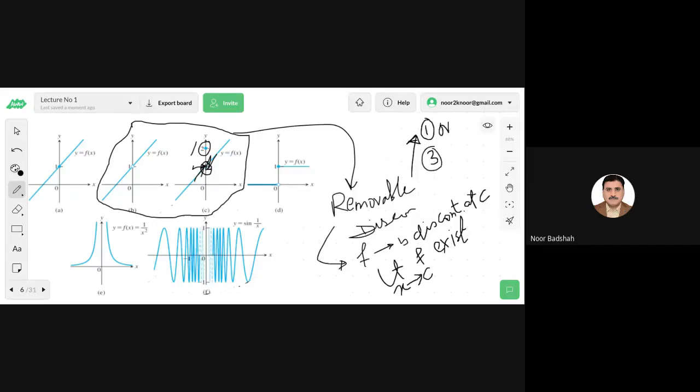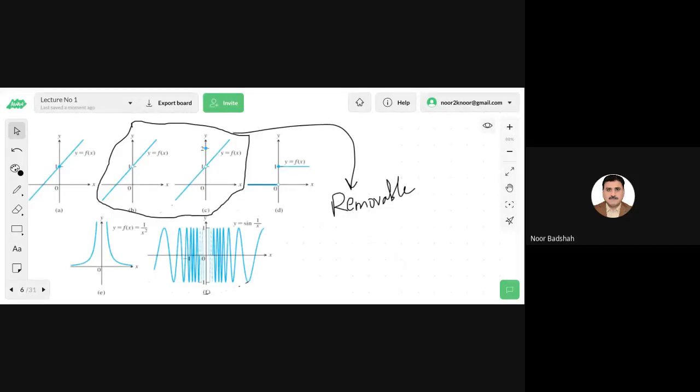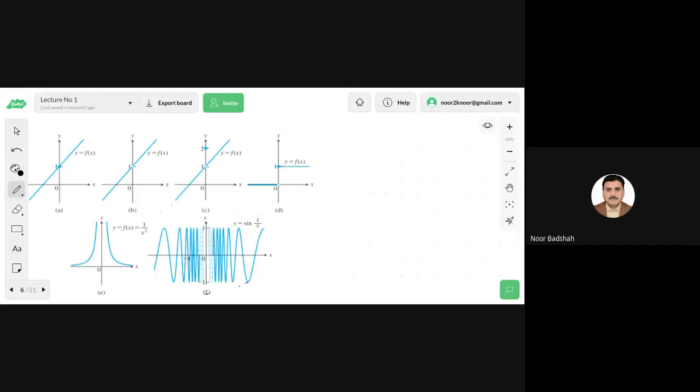If condition 2 is satisfied and either 1 or 3 is not satisfied, a function will be discontinuous, and such a type of discontinuity is known as removable discontinuity. So the graphs given in part B and C have a removable discontinuity, where part B is discontinuous because of condition 1, and C is discontinuous because of condition 3. In both cases, the second condition is satisfied.